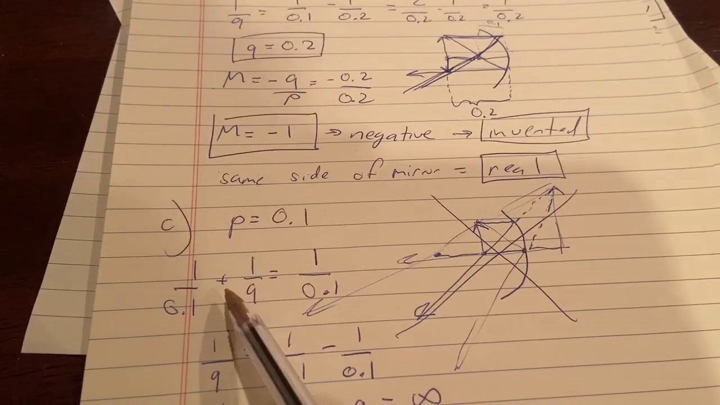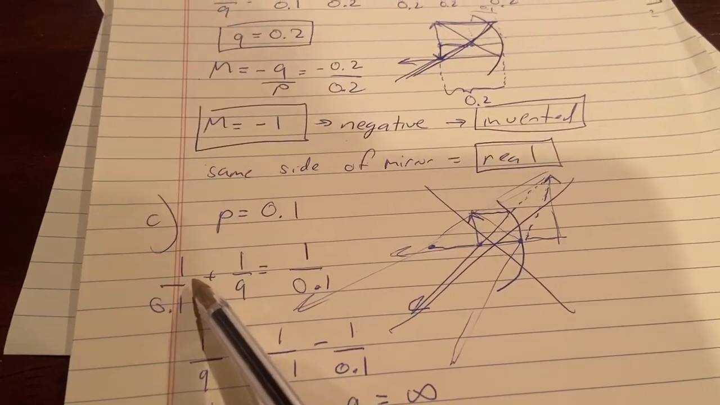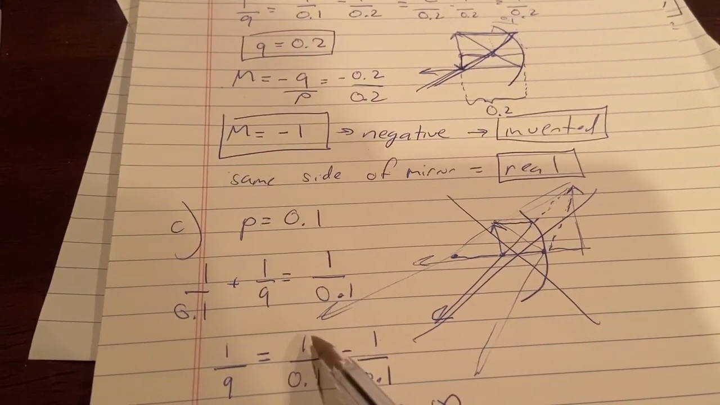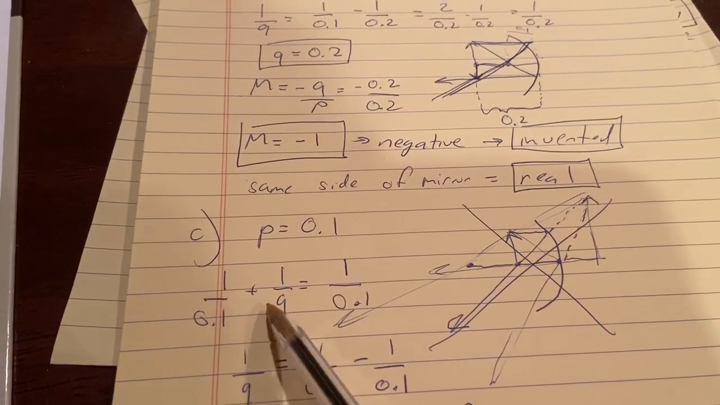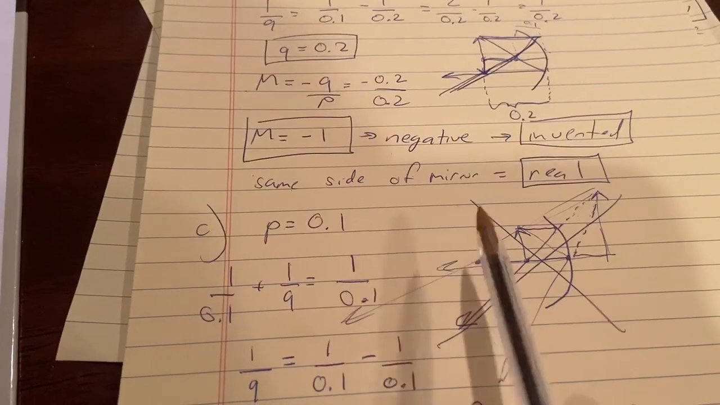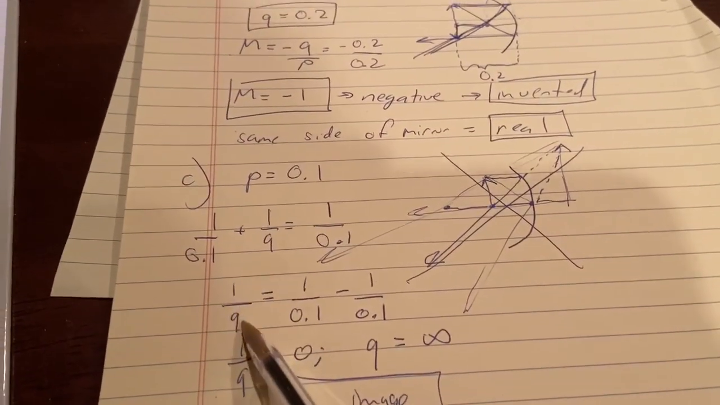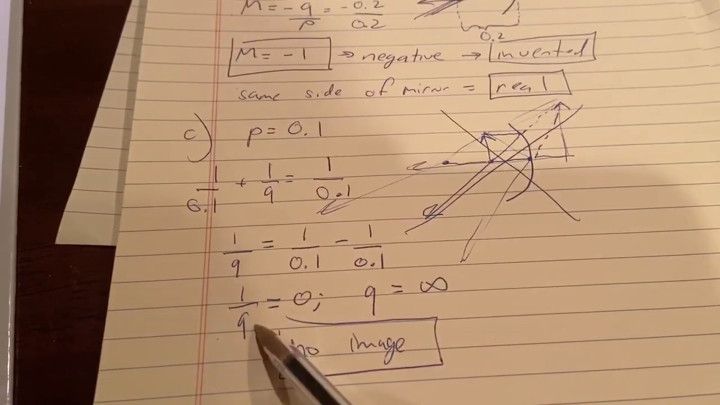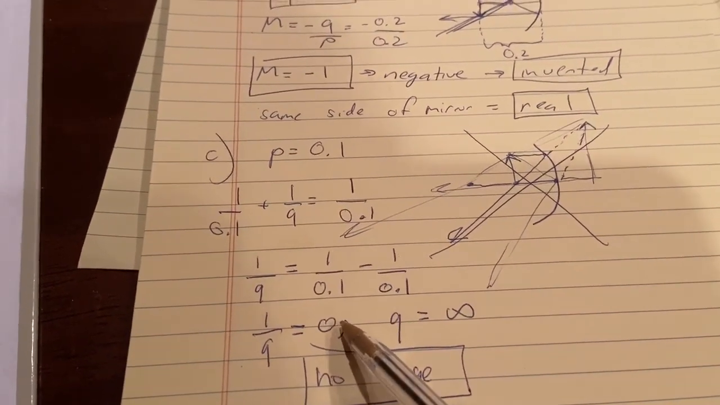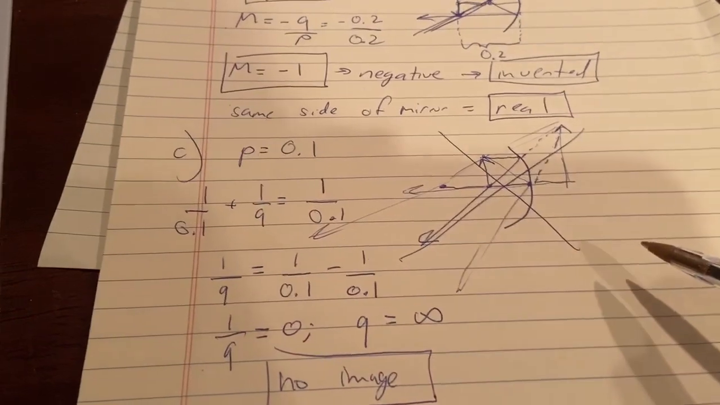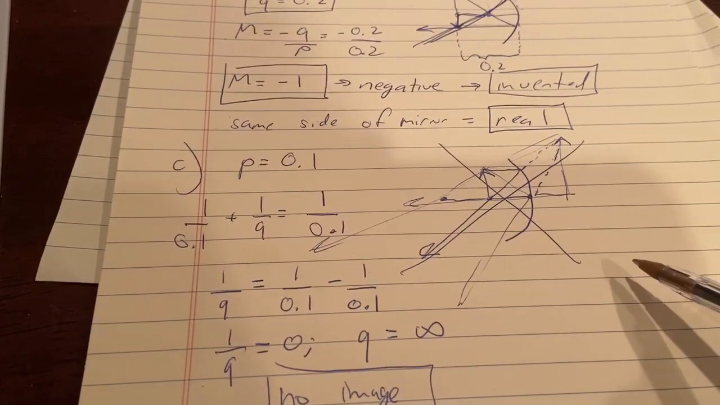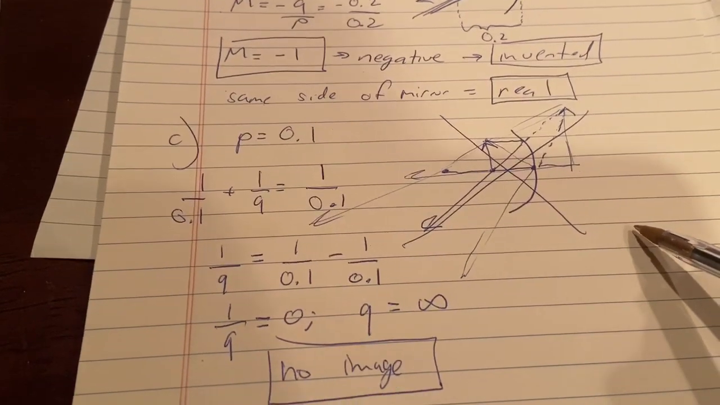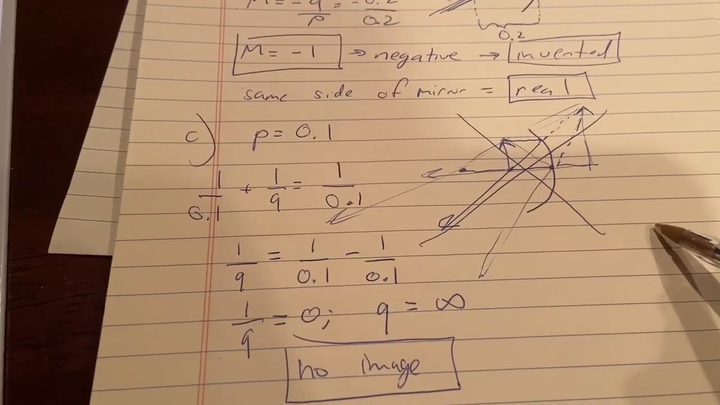We'll use the same image equation we've been using so far, and that's 1 over p plus 1 over q equals 1 over focus. 1 over 0.1 plus 1 over q equals 1 over 0.1. Therefore, 1 over q equals 1 over 0.1 minus 1 over 0.1. Therefore, 1 over q equals 0. And if you try and do the algebra here, you get an infinity, q equal to infinity. So the image appears at infinity, which is effectively saying you do not have an image.